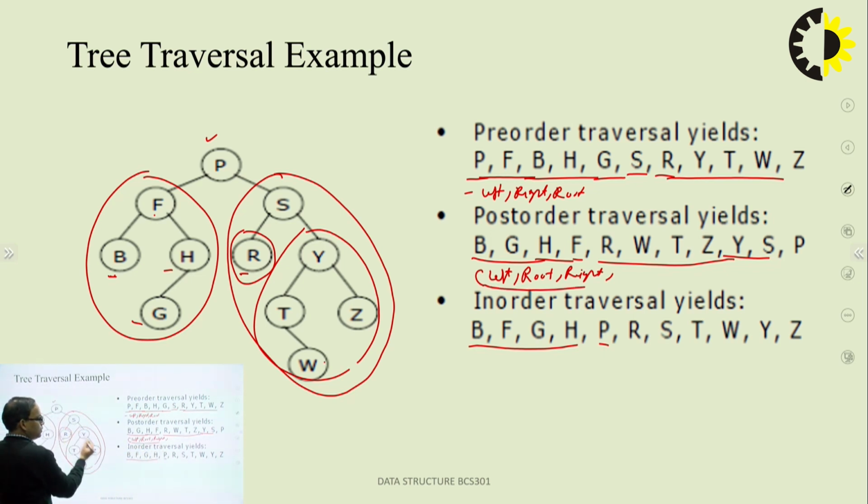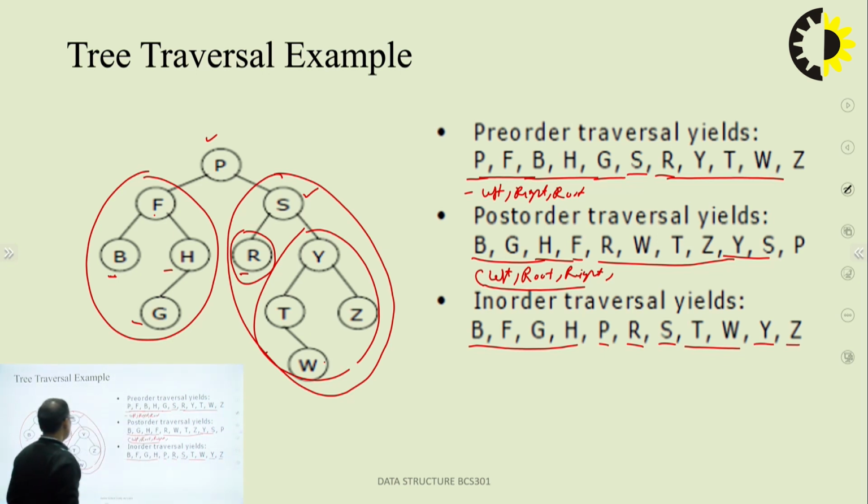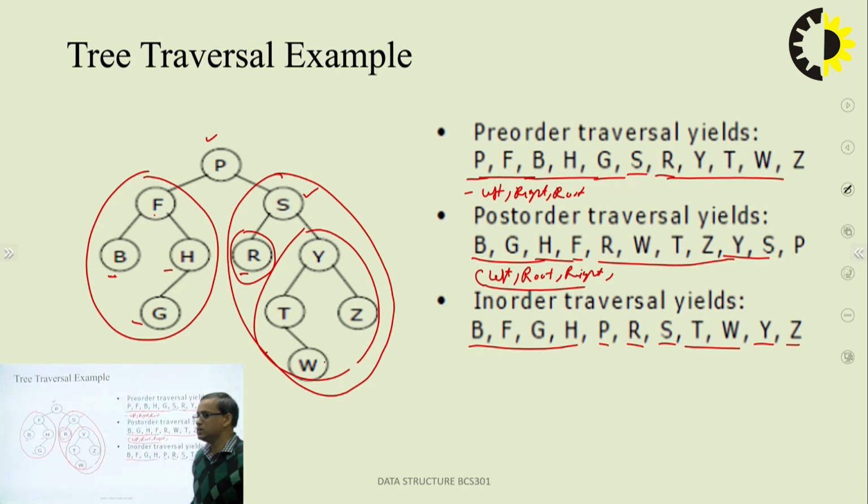So R, after that S, root, then come to this left, there is no left of T, after that T, W, then Y, then Z. So this will be the in order, pre-order and post-order sequences of the given tree.